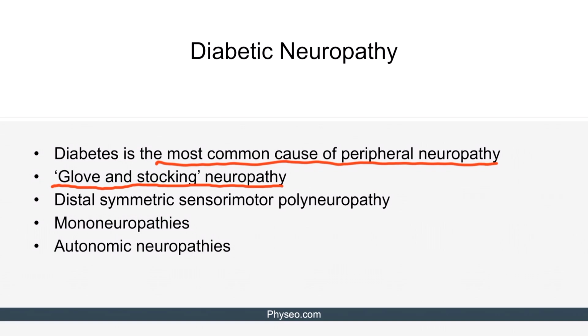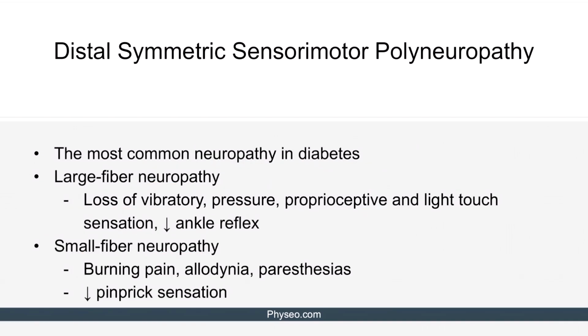Now, the common forms of this diabetic neuropathy we're going to discuss are distal symmetric sensorimotor polyneuropathy, some mononeuropathies, and autonomic neuropathies. Distal symmetric sensorimotor polyneuropathy is the most common neuropathy seen in diabetes. Now, it can be classified into large fiber neuropathy and small fiber neuropathy.